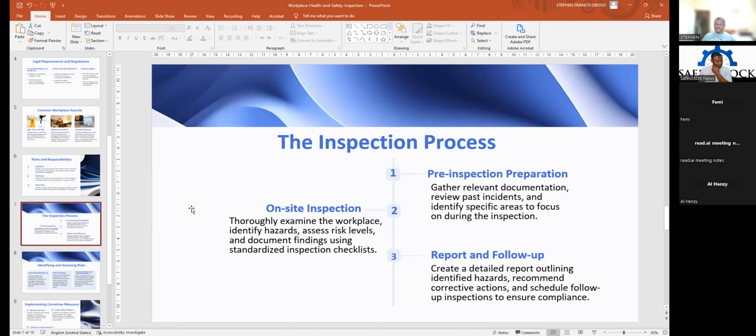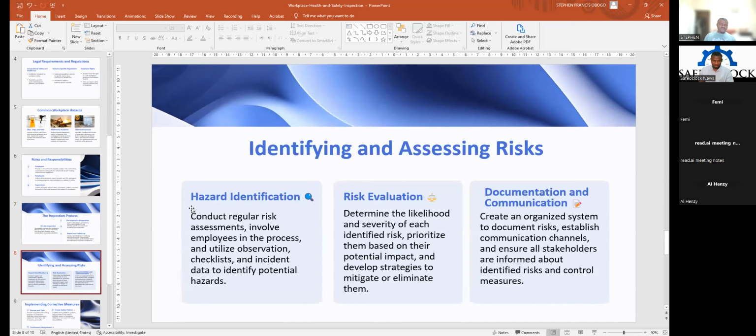Then thirdly, we need to look at preparing the report and doing a follow-up, because in most cases it is we from health and safety that are championing this because of our expertise. Even if we have some other members from management, they will just be with us to do that. But at the end of the day, we are the ones who will prepare a detailed report outlining the identified hazards, recommend corrective measures, and also schedule a follow-up inspection to ensure that there's compliance within the workplace. And also identifying and assessing risk. We all know this as professionals.